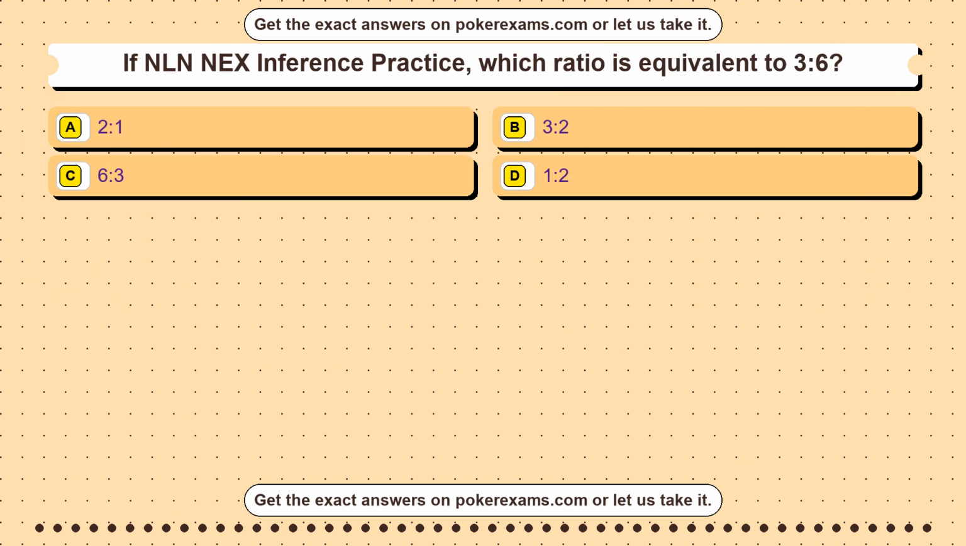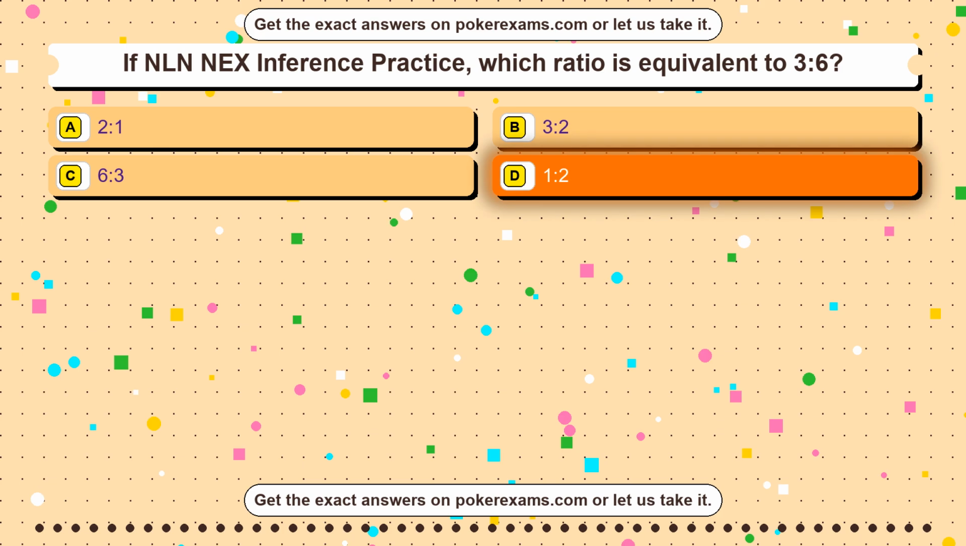Question 50. If get graphs and data practice, which force pulls objects toward Earth? Option A friction. Option B magnetism. Option C static electricity. Option D gravity. The correct answer is option D.